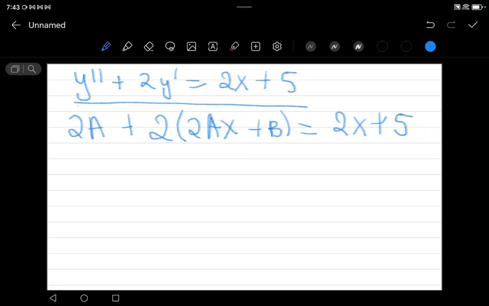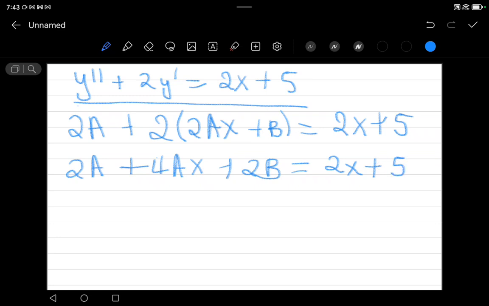So here, to solve for a and b, we're just going to simplify. So it's going to be 2a plus 2 times 2 is going to be 4ax plus 2b equals 2x plus 5. And then to solve for a and b, we're just going to group the values together. The ones that have x, we equate to the ones with x, and the ones that don't have x, we equate to 5.